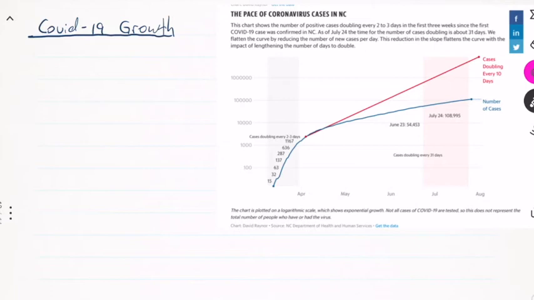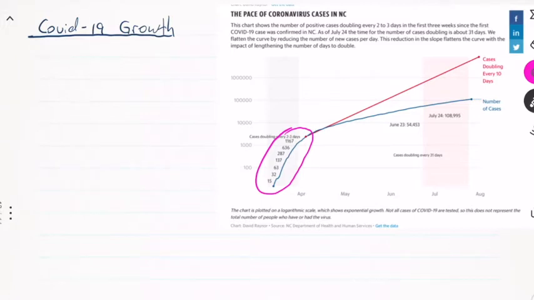So, a little bit about COVID-19 growth. One of the best sources of data that I've used for this disease has been the News and Observer, and this is one of their charts that they have on their pages. So, in the beginning of the disease, back in March, when even I was a little bit worried about it in North Carolina, wouldn't be able to get it under control, the cases were doubling every 2 to 3 days.